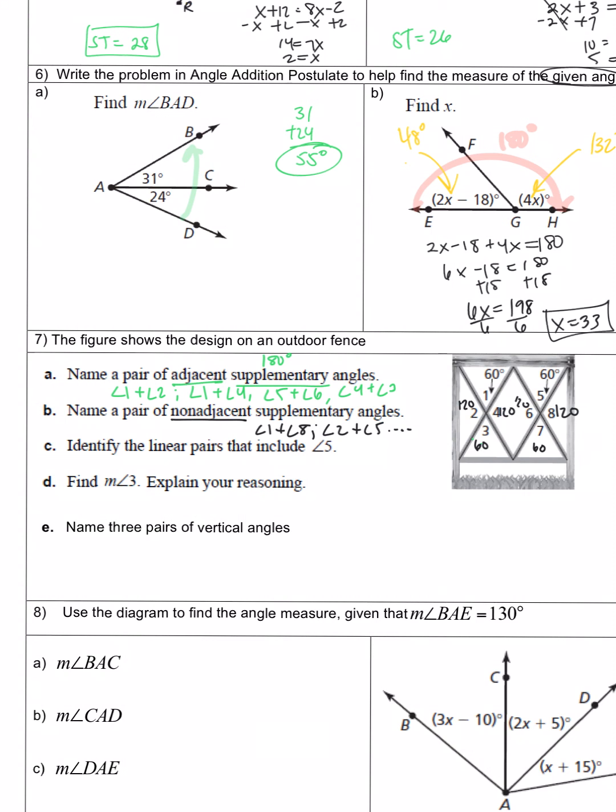Identify a linear pair that includes angle 5. Angle 5 is right here. So this direction, 5 and 6, makes a straight angle. And the other one would be this direction, 5 and 8.